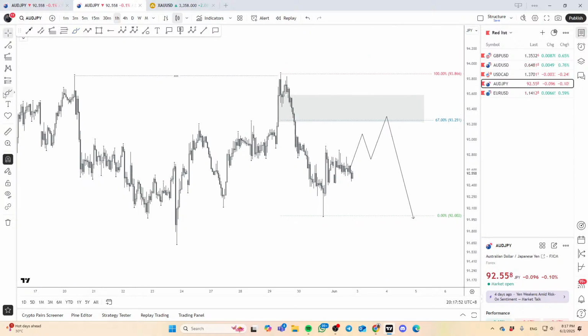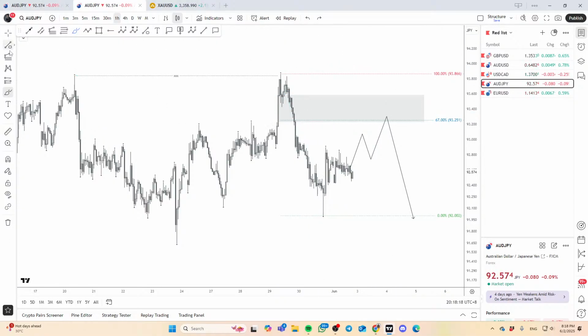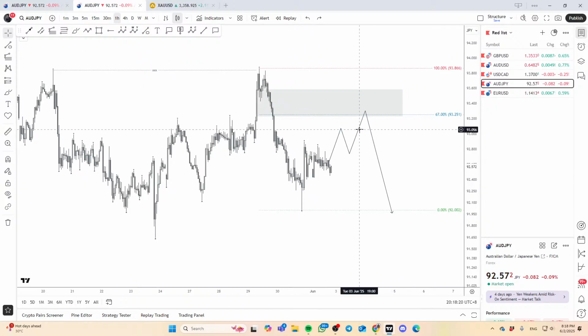Some of the conditions are met. You can see that we do have the high here, tested and broke it, but it's a minor break and then reverses very, very sharply. We do have some fair value gap here as well, and of course we also have that inverse fair value gap, kind of confluent with the fibs. Overall, all these things give us a pretty decent setup for the Aussie yen.